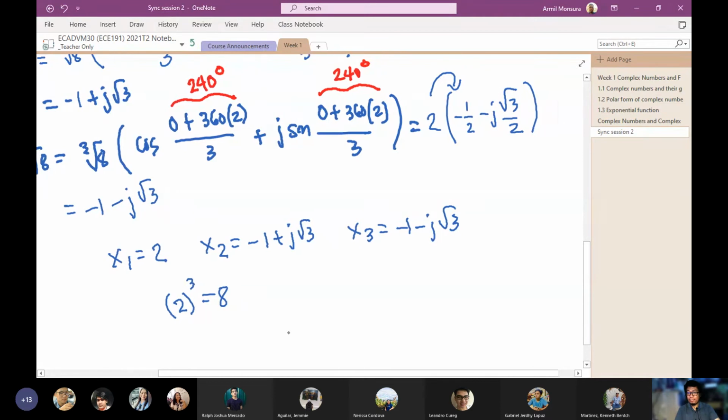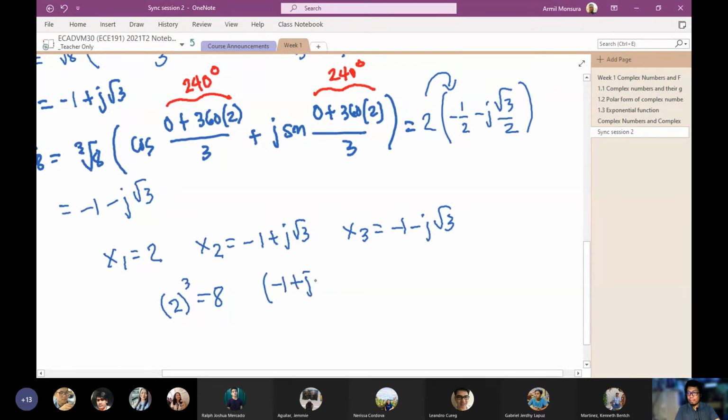Okay, but can you actually verify that negative 1 plus j square root of 3 raised to 3 is actually 8? So, paano ba natin i-verify that negative 1 plus j square root of 3 raised to 3 is actually equal to 8? Okay, let us first convert this to polar form. What is negative 1 plus j square root of 3 in polar form?